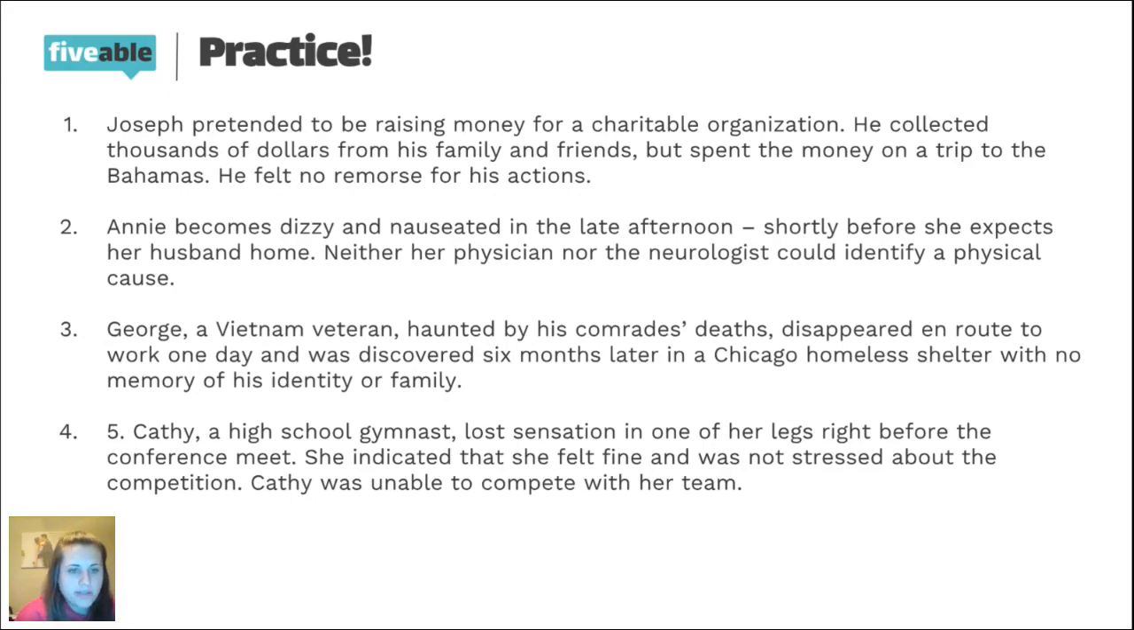Number 4. Kathy, a high school gymnast, lost sensation in one of her legs right before the conference meet. She indicated that she felt fine and was not stressed about the competition. Kathy was unable to compete because of her leg. What is Kathy suffering from?